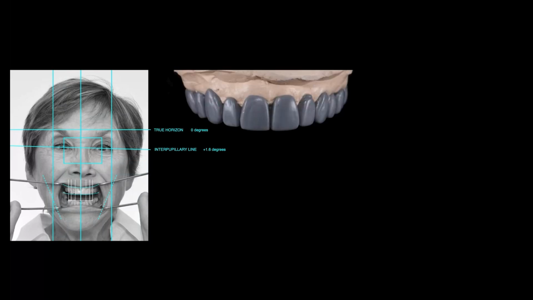We're going to look at the interpupillary lines. We're going to look at the horizontal plane. And again, you can see the interpupillary line is nowhere near level of the horizontal head position, which is what she is in right now. So we'll do everything that we normally would do.